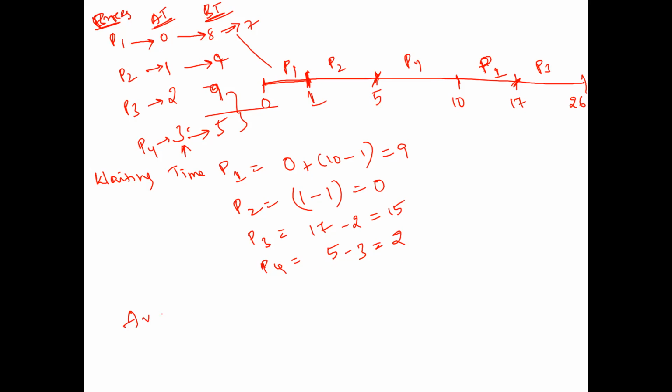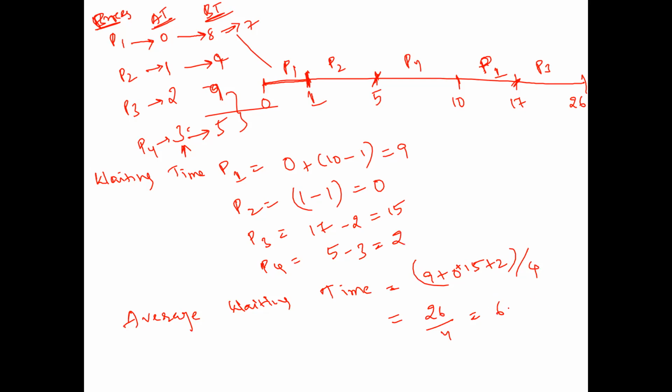Now calculate the average waiting time. Average waiting time is equals to 9 plus 0 plus 15 plus 2 by 4. That is 9 plus 15, it is 24, plus 2, 26. 26 by 4, that is 4, 6 are 24, so 6 point something. You will get the answer as 6 point something. Average waiting time is 6.5.